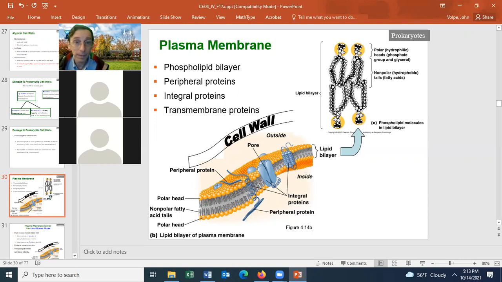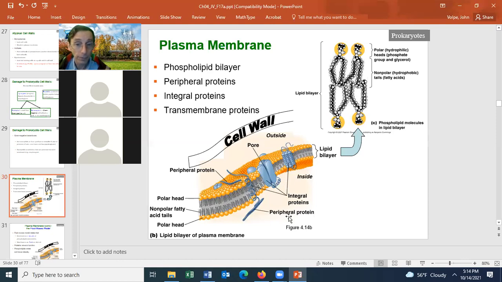Now, the phospholipid is the main molecule in the cell membrane as well as all other membranes, but it's not the only molecule. There are also proteins which are integral to the functioning of the membrane. And there are three types of proteins. There's peripheral proteins, integral proteins, and transmembrane proteins.